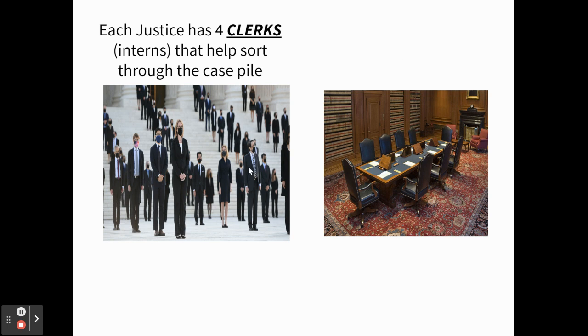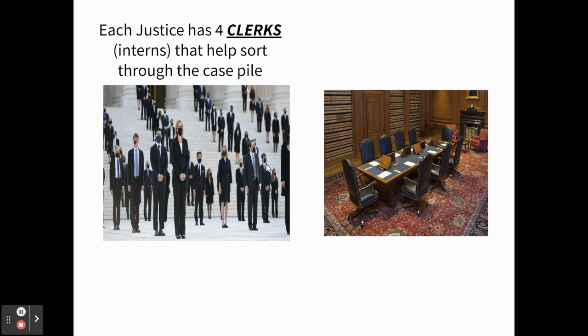Over here on the left, these individuals are all standing on the steps of the Supreme Court at former Justice Ginsburg's funeral. Every Supreme Court justice, each of the 9 of them, has around 4 clerks. Clerks are like interns. These are the best law school graduates during the course of the year from schools like Yale, Princeton, Harvard. They apply basically to intern with one of the judges, usually for about a year.